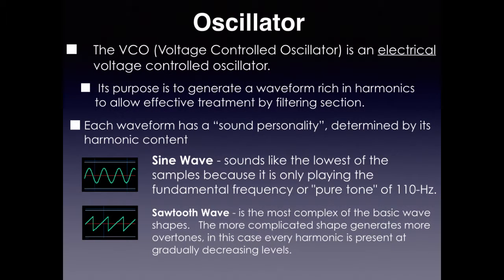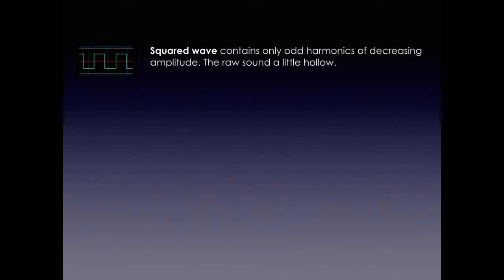Sawtooth wave is the most complex of the basic wave shapes. The more complicated shape generates more overtones. In this case, every harmonic is present at gradually decreasing levels. Square wave contains only odd harmonics of decreasing amplitude. The raw sound is a little hollow.